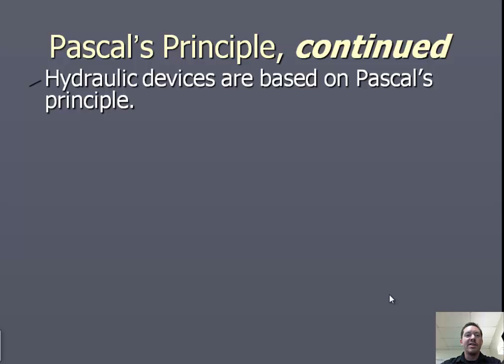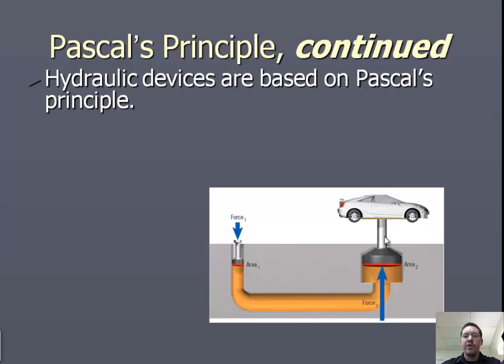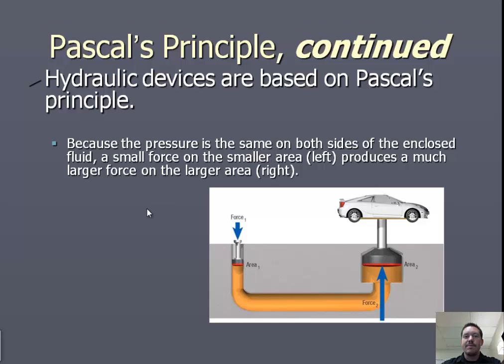Hydraulic devices are based on this principle. So in order to lift this automobile, we have to apply a force somewhere. What we've got here is a small force acting on a small area, and then we increase the area for this force to be applied for this hydraulic to work. So the pressure is the same on both sides of the enclosed fluid. A small force on the smaller area on the left here produces a much larger force on the larger area on the right.